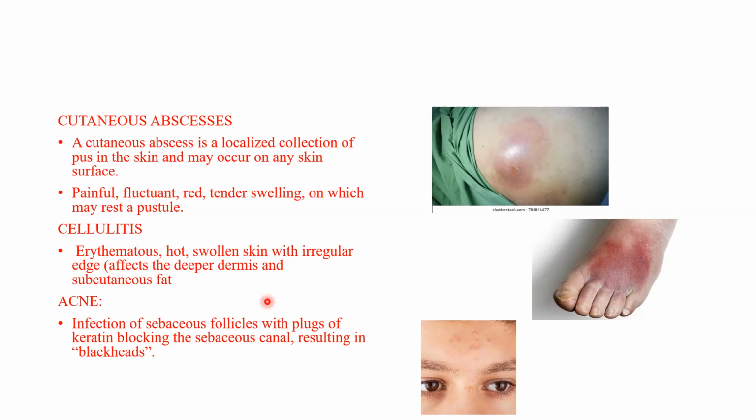Then comes cellulitis. Cellulitis is nothing but erythematous, hot, swollen skin with irregular edges. That means it is affecting the deeper dermis and the subcutaneous fat. This is known as cellulitis. As you see here, it is affecting the dermis. The deep dermis is being affected and the subcutaneous fat is also being discolored and affected. This is known as cellulitis. When you touch a patient, there will be a hot feeling over the affected area.